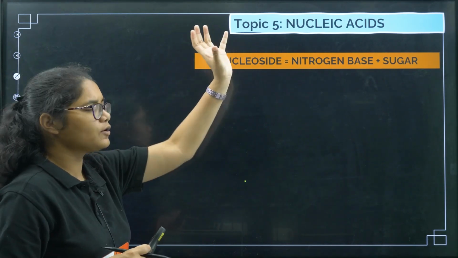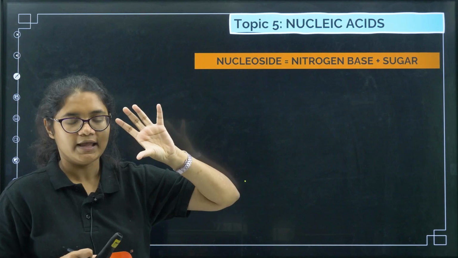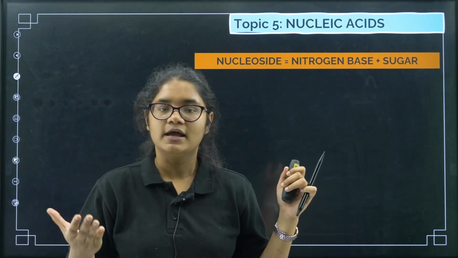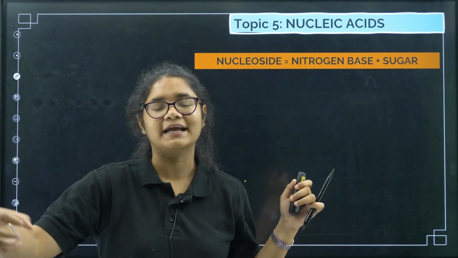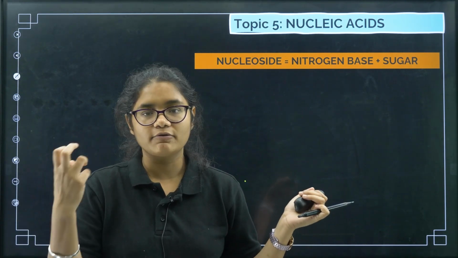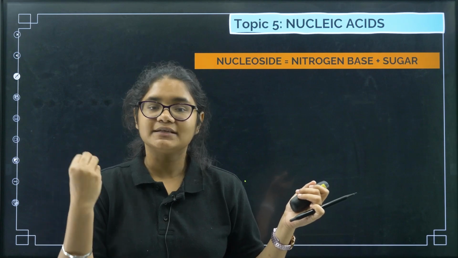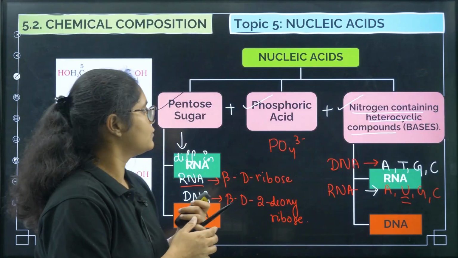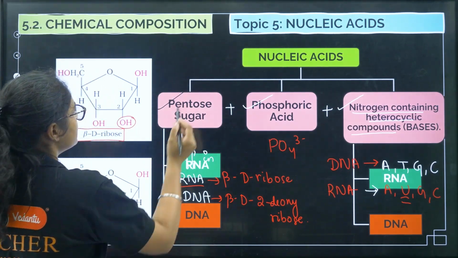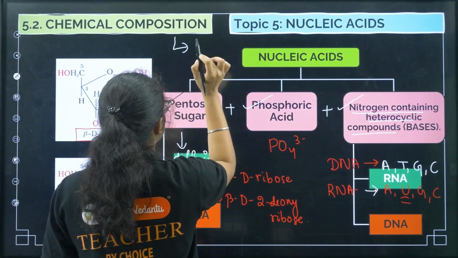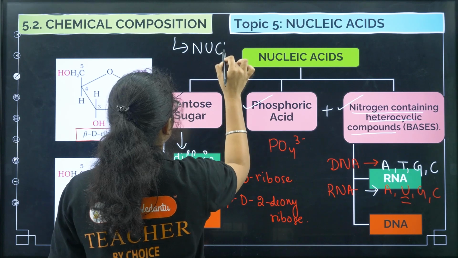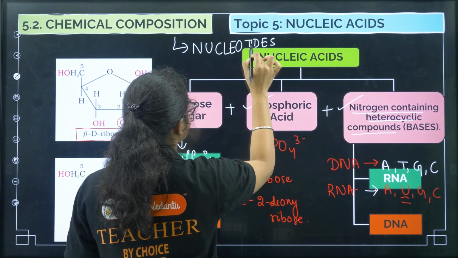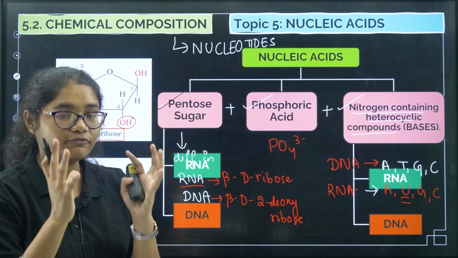So there is something again called a nucleoside. Now first of all, you have seen carbohydrates are made up of monosaccharide units, proteins are made up of amino acids, right? Similarly, nucleic acids are made up of nucleotides. So see here, nucleic acids composition: nucleic acids are made up of nucleotides.